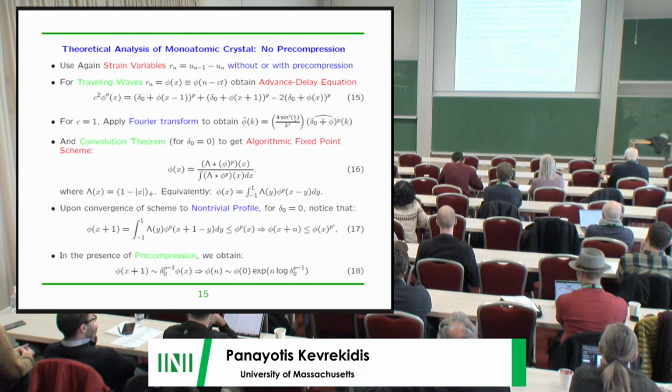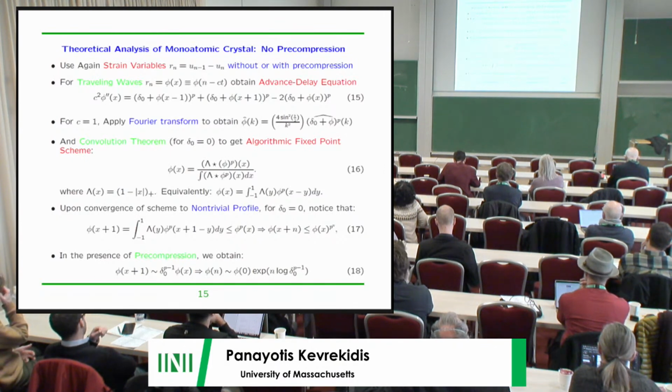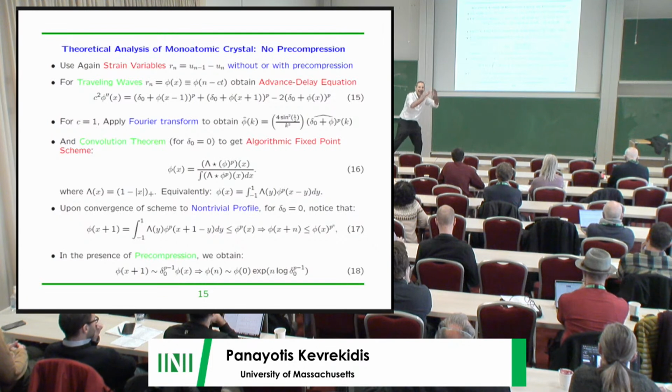So that means that phi of x plus 1 is less than phi of x to the pth power. What does that mean if you iterate it? If you iterate it n times, phi of x plus n is less than phi of x to the p to the n. What does that mean? That's not your garden variety exponentially decaying pulse. This is a pulse that decays doubly exponentially fast. Okay, so it's a nearly compact kind of solution.